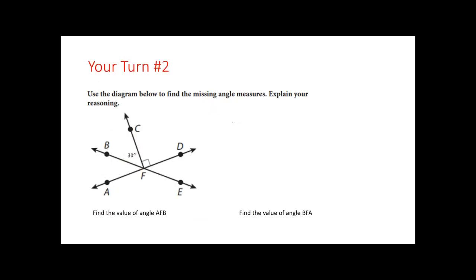All right, your turn number 2. So use the diagram below to find the missing angles. Find AFB. All right, this guy right here. Again, think about supplementary, complementary. See if you can figure out vertical. And then lastly, find me BFA, which is kind of funny because it's the same angle. Tell you what, just to see if you're paying attention, it's not BFA I want you to find. Find me angle DFE. There you go.